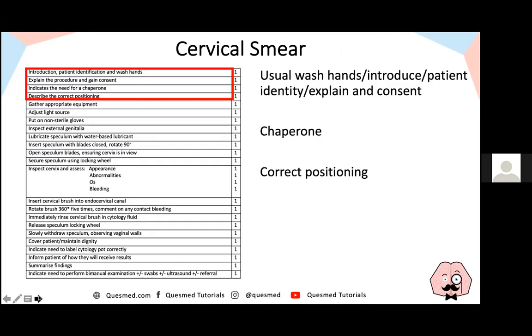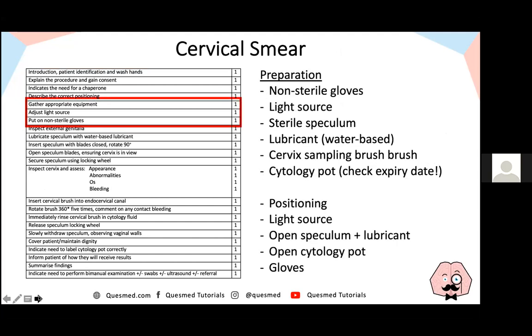So the usual introduction, identifying yourself, getting a chaperone, having the patient in the correct position. And you want to, again, make sure you've got everything to hand. So make sure that you've got your speculum, you've got your lubricant, you've got your sampling brush, and you've got your cytology pot. And I normally open everything up.